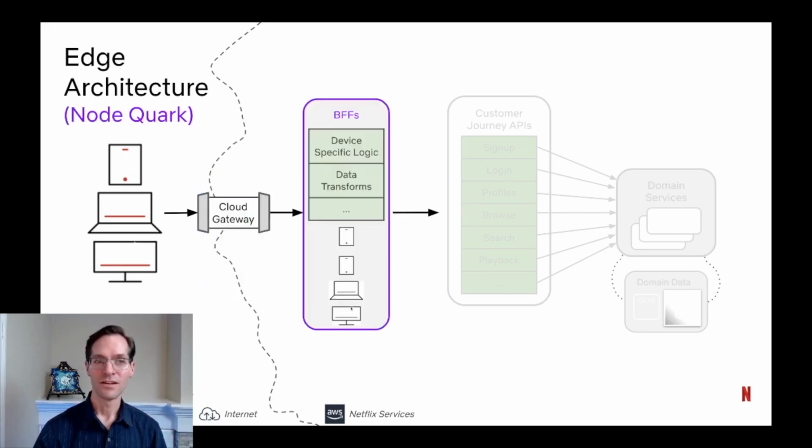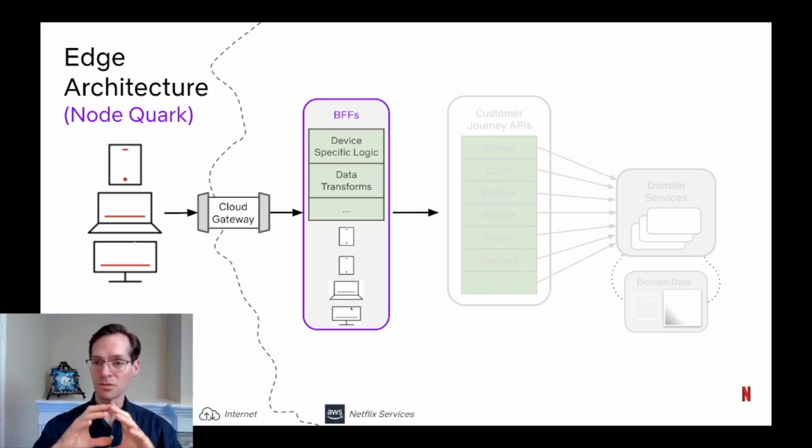The next layer is the backend for frontend, or BFF layer. This is tailored to the device platform that's interacting with it. It's running a Node.js platform that we call NodeCorp, which is an opinionated set of libraries and frameworks for Node. Device teams are responsible for this because this provides a way for them to implement device-specific logic.